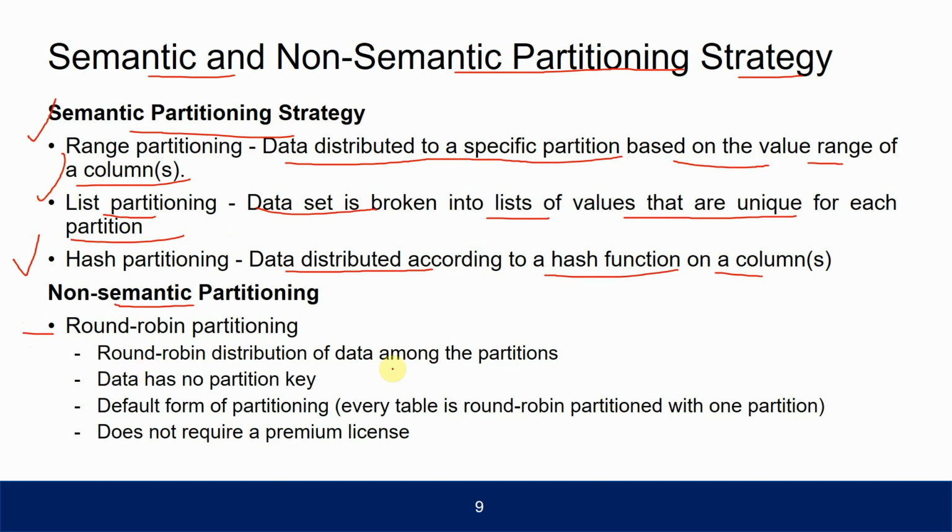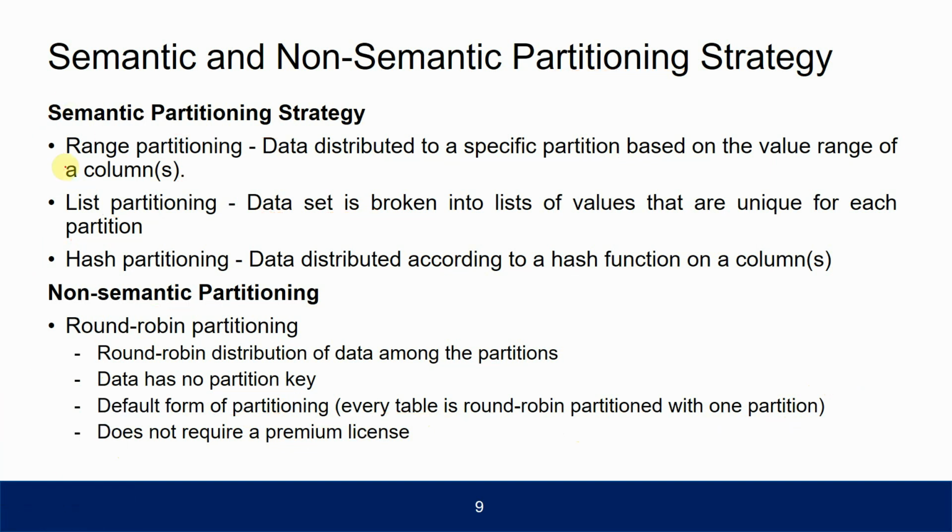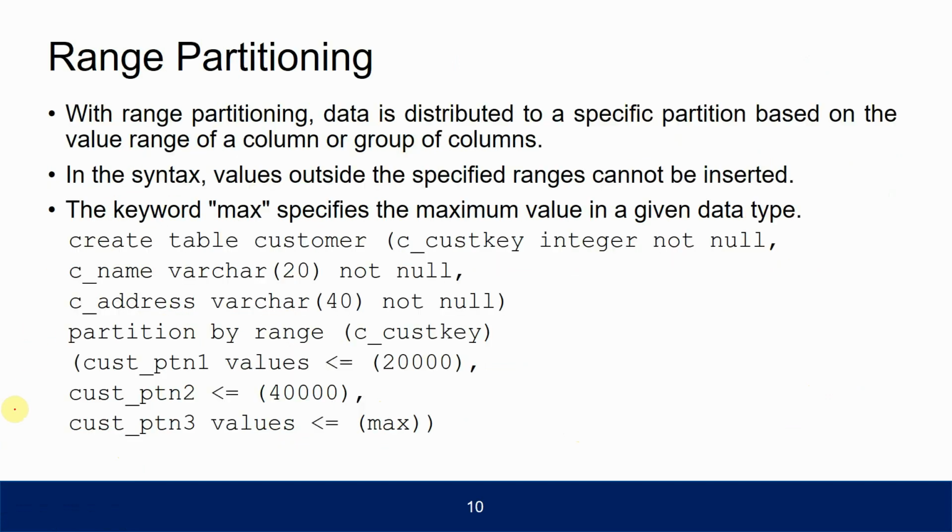The round robin distribution of data among partitions. Data has no private partition key. It is the default form of partitioning: every table is round robin partitioned with one partition as a default. It does not require a premium license. So these are essentially four partitioning schemes. Three come under semantic, and the fourth one is non-semantic, that is round robin.